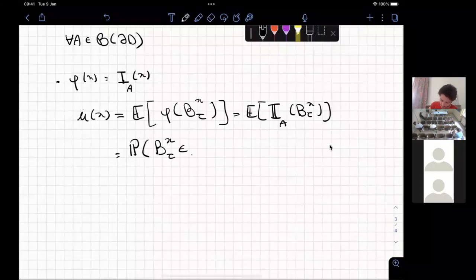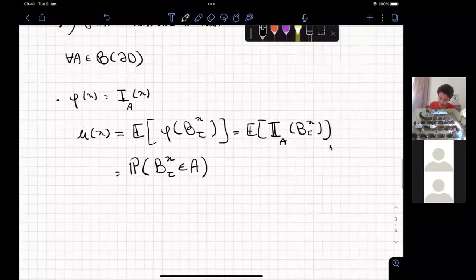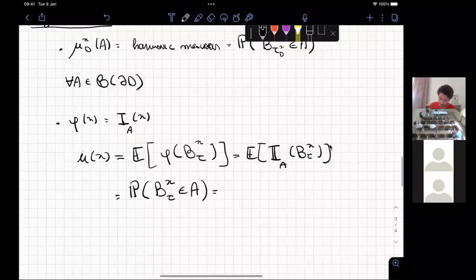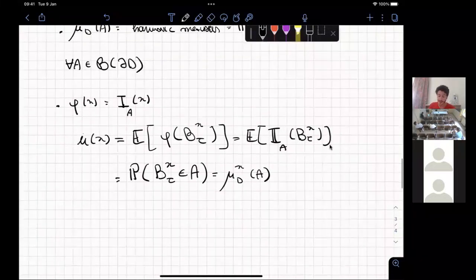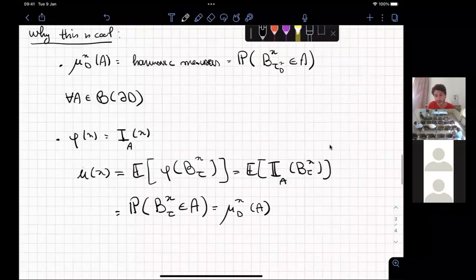If this does not convince you, let's terminate here. And this is actually the harmonic measure of A. So why is this cool? Because we're able to relate the harmonic measure of a part of the boundary with a PDE.